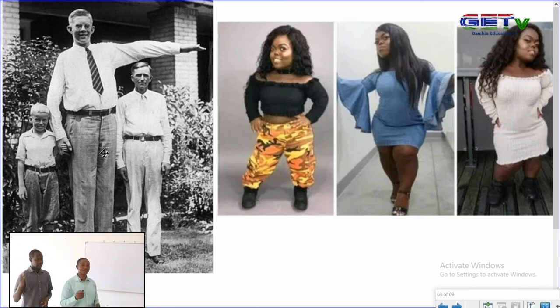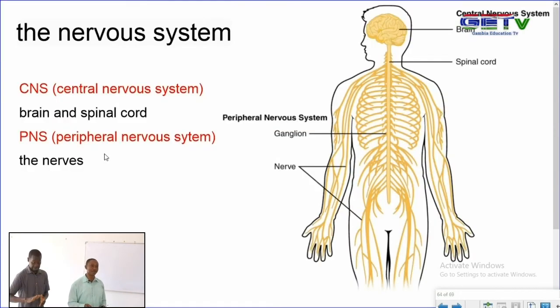On the right, you can see some dwarf people. Some of this is not just because of a thyroxine problem. Sometimes it's genetics, the genes that are passed on from their parents to these children.